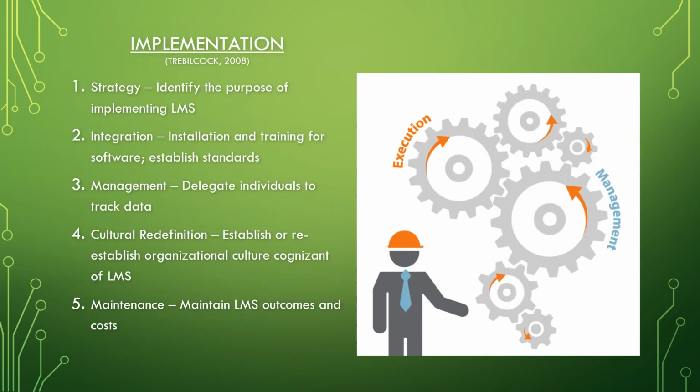Next, let's look at implementation. There are some elements to consider when implementing LMS. The first one is strategy. Businesses need to identify why they want or need LMS in order to determine what outcomes LMS should be producing. Second, integration. Businesses also need to consider the installation and training of LMS software to establish standards.